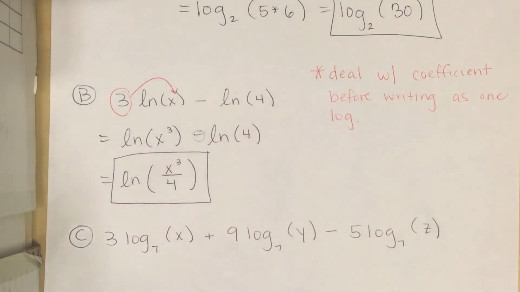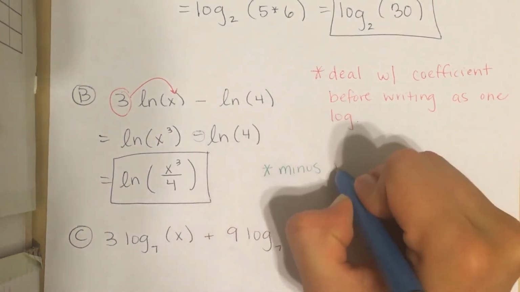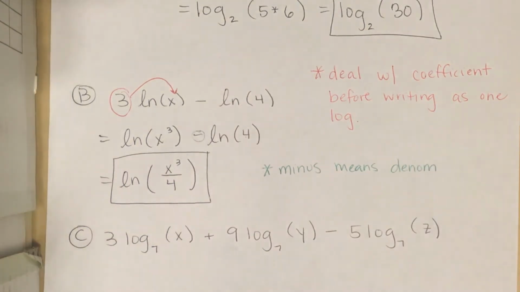I'll write that in the next example. Okay, the minus sign means you put it in the denominator.